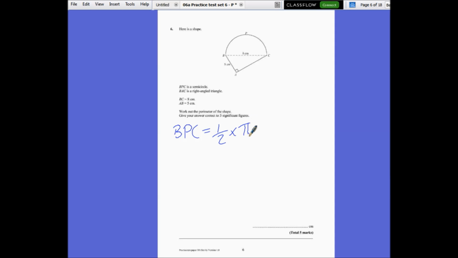To find the circumference of a circle, you do pi times the diameter. So in this case, pi times 8. And that will give us 12 point whatever. We'll leave that in our calculator for later. And I'm going to work out AC.